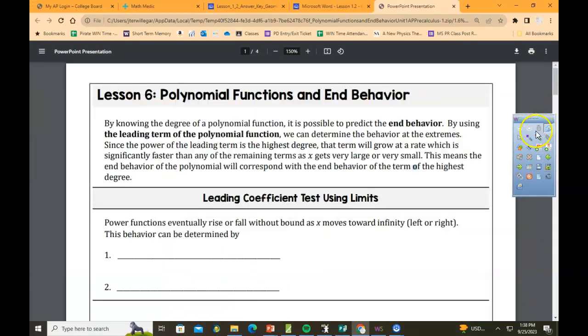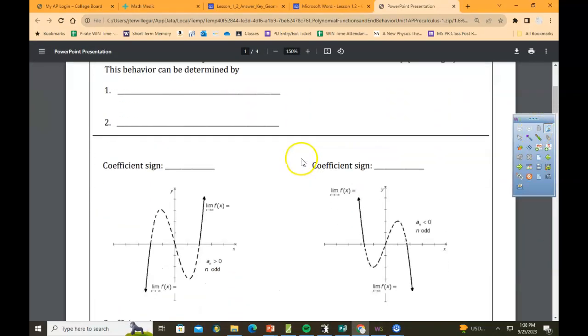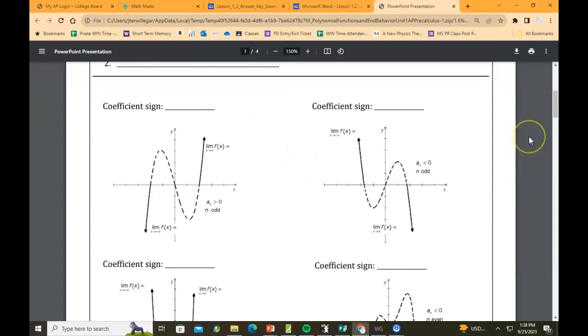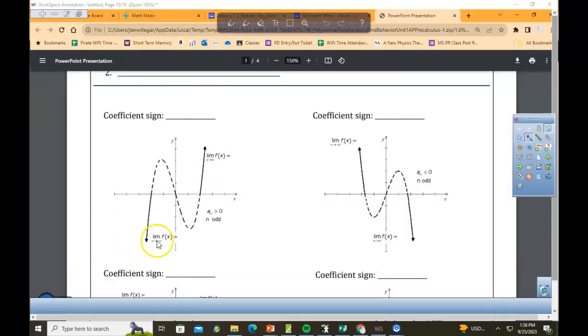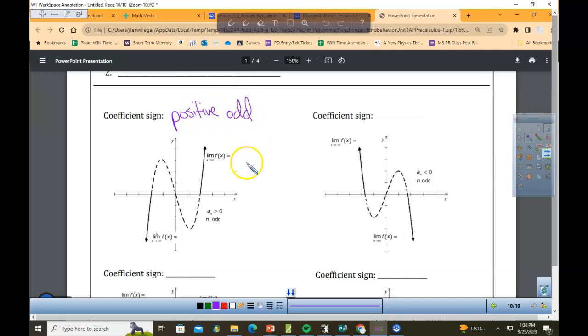First things first. Let's look at this beast. This is an odd function, correct? It goes up, comes down, goes up to infinity, goes down to negative infinity. What would my coefficient sign be of this? Positive. This is a positive odd function. Positive odds start down and then they go up.